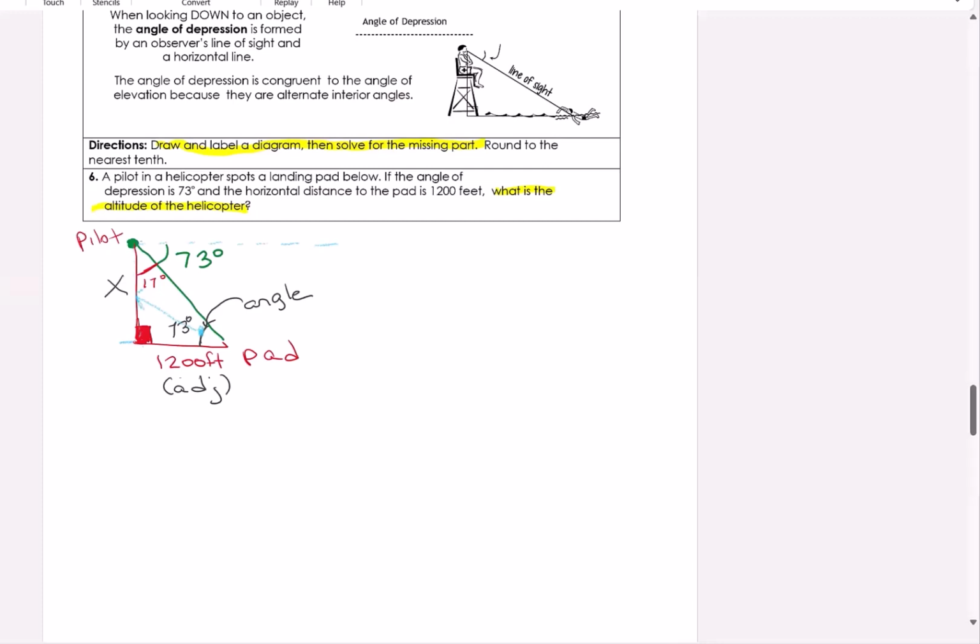I want to solve for x. What do I know? I know adjacent. This is the angle that I'm using, which means that this is the adjacent. The opposite is always across. Imagine you're standing here and you're looking out. What would you see? You would see this X line. This is opposite. When we have opposite over adjacent, we need tangent.